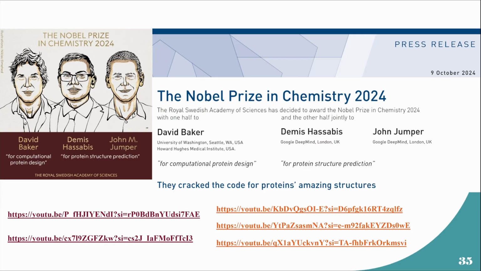They tried. So that was basically the origin of AlphaFold and how it was able to predict the protein structure with very high accuracy. The other part for the Nobel Prize went to Professor David Baker for computational protein design.